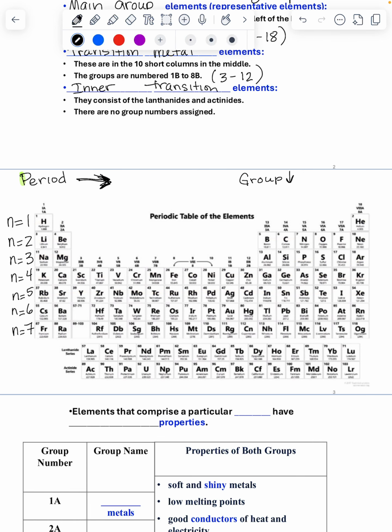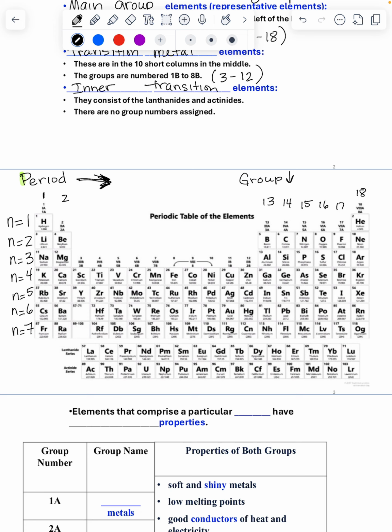Now the groups, as we said, go up and down. And these numbers are kind of hard to see, but this is group 1, this is group 2, this is group 13, 14, 15, 16, 17, and 18. Groups 1, 2, 13 through 18, the ones that I've numbered, those are your main group elements.